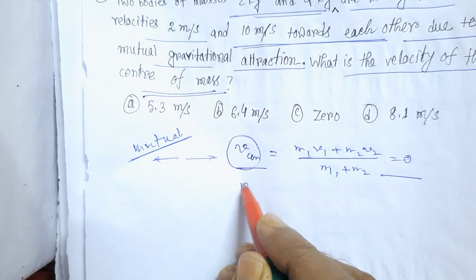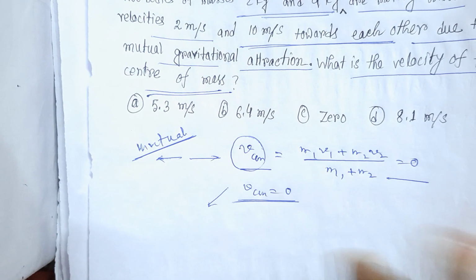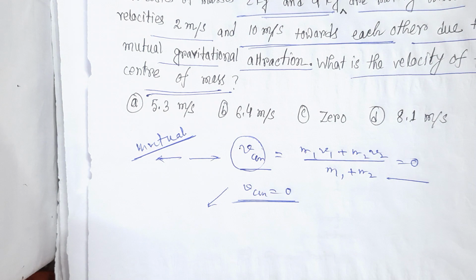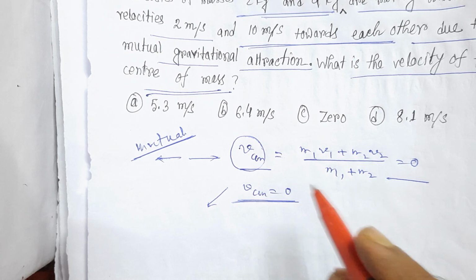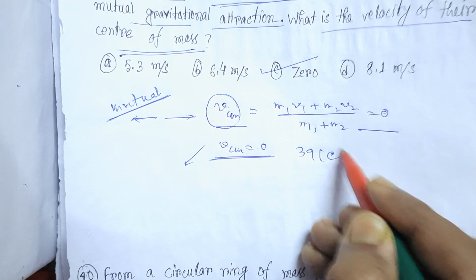So now also the velocity of the center of mass is 0. In absence of any external force, there is no acceleration of the center of mass. Initial velocity of the center of mass was 0, as there is no acceleration, so the final velocity of the center of mass is also 0. So the correct choice of the question number 39 is C.